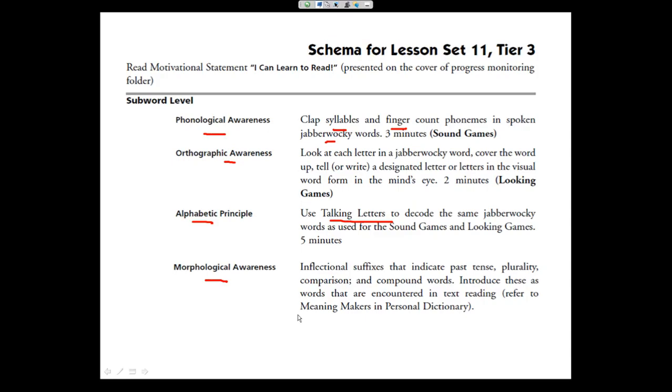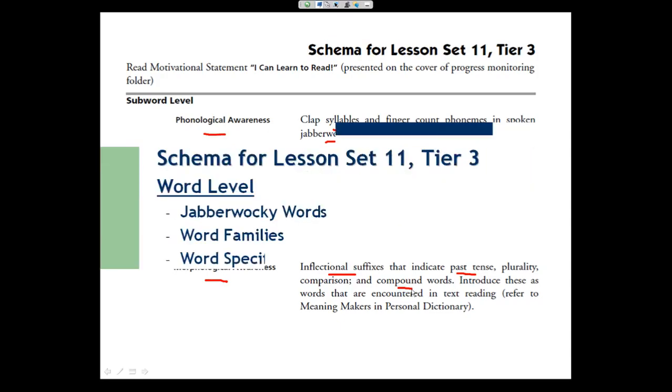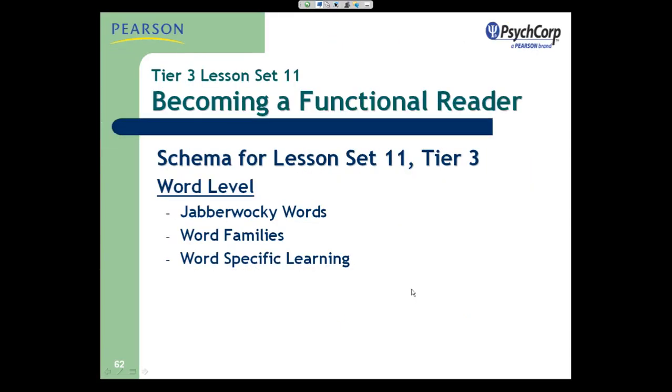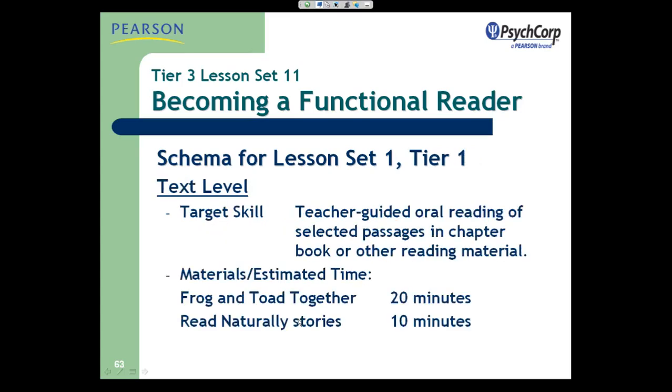So, for example, the inflectional suffix that would indicate past tense, maybe a compound word, so that they understand that morphology is really an important component of reading. At the word level, you're looking at Jabberwocky words, also word families, maybe ILD as a word family, for example, and then looking at also specific words. And then at the text level, teacher-guided oral reading, similar to what we discussed with lesson set 1.